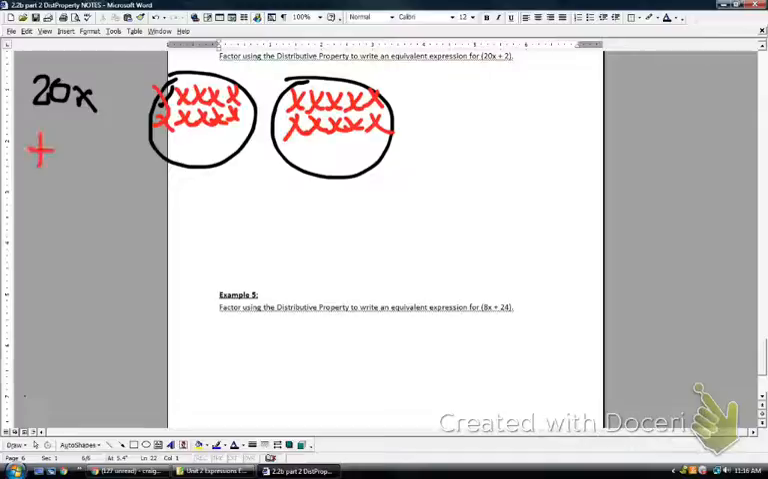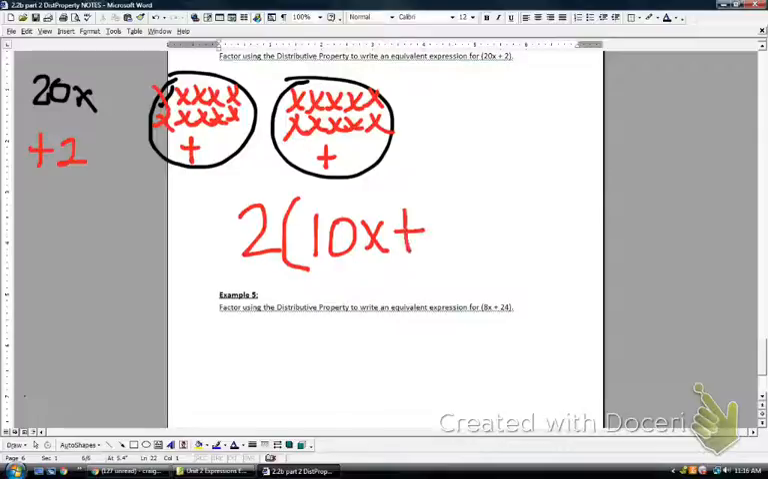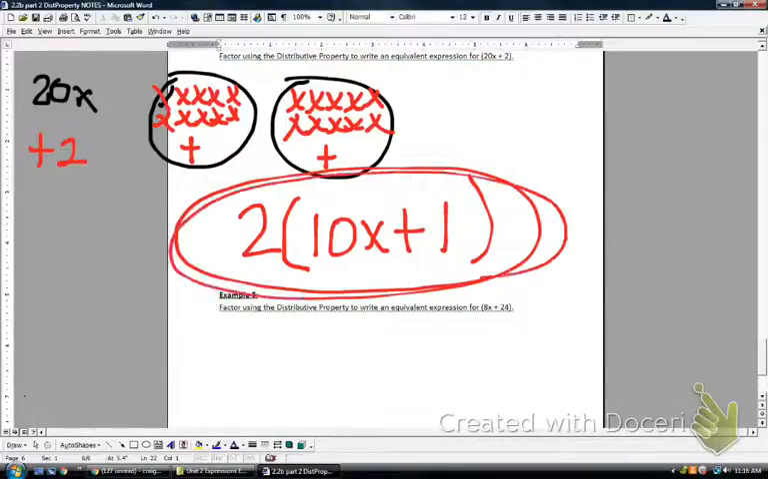Okay, then I have 2 positives. How many positives does each friend get? Well, each friend is going to get 1 positive. So then to write this, I write how many bags I have, 2, and then what's inside 1 bag. What's inside 1 bag is 10x and 1 positive. This is my answer right here.